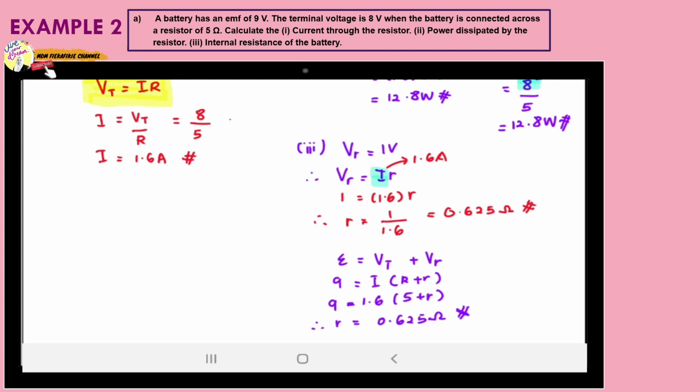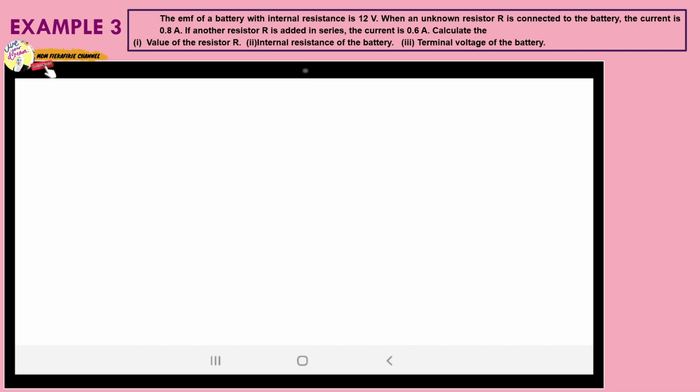Let's proceed to example number 3. The EMF of a battery with internal resistance is 12 volt. So given that the EMF is 12 volt. When an unknown resistor R is connected to the battery, the current is 0.8 ampere. The current flow is 0.8 ampere.